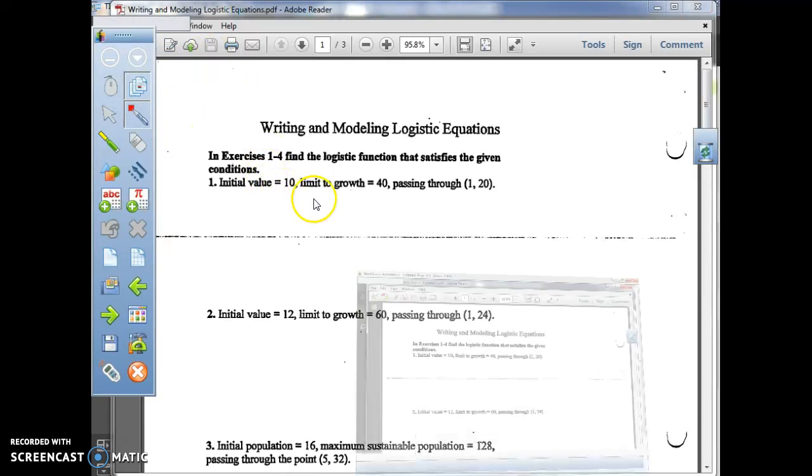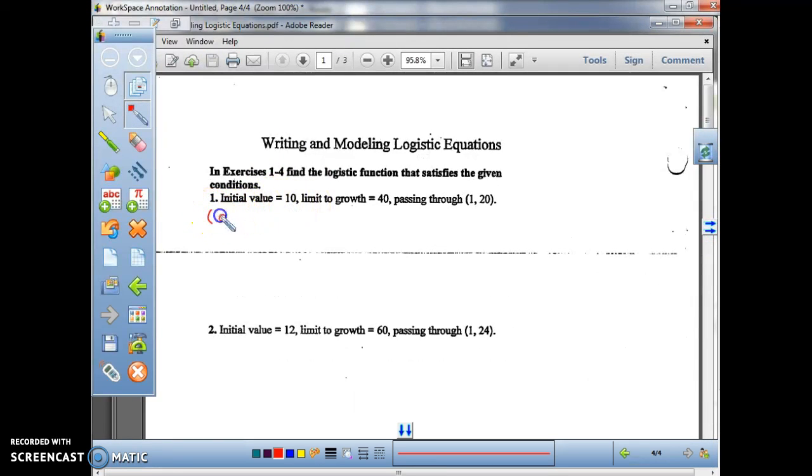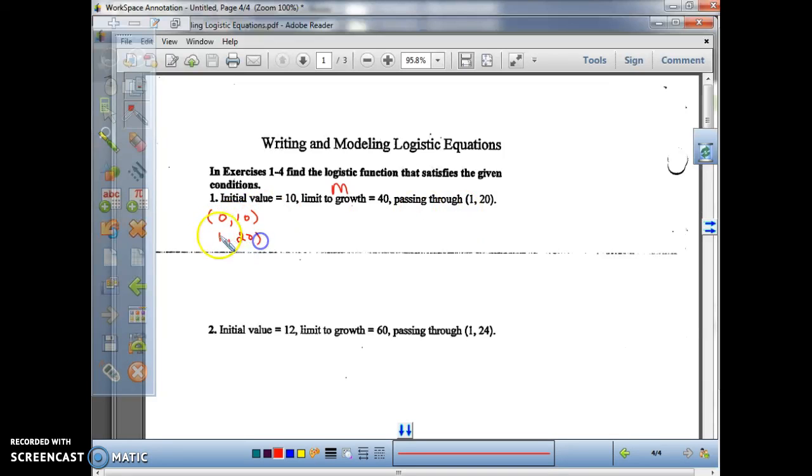Number 1, our initial value is 10. That means I have a point (0, 10). My limit to growth is 40. That's M. It also passes through the point (1, 20). We talked about this a lot the other day, that it's really important to have that initial point at (0, some value). I'm going to use the model and start with my initial point. Then I'm going to solve for A, and then I'm going to solve for B, just like we did on the mathematical murder mystery. So my limit to growth is 40.